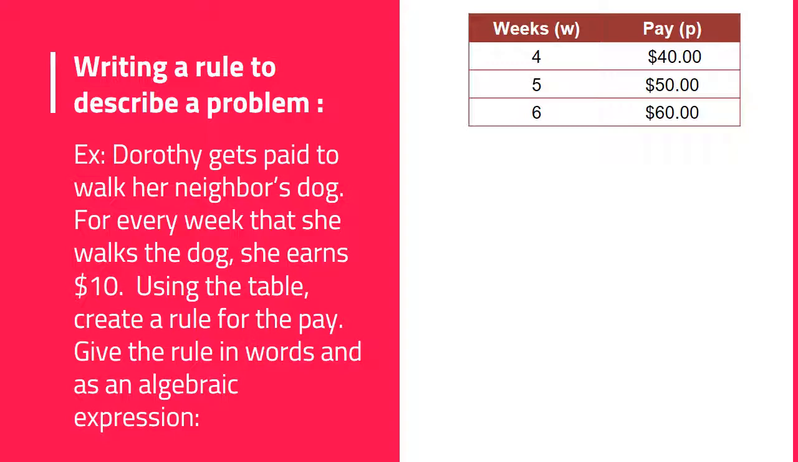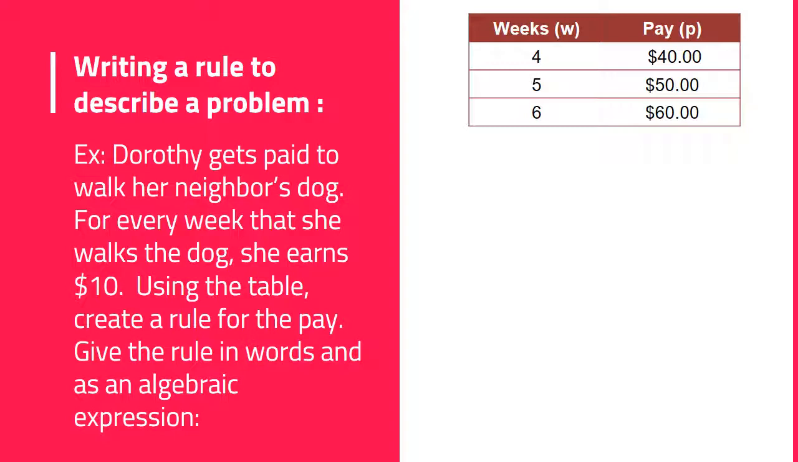So in this case, we've got a table and words to describe our situation. Let's read through. It says Dorothy gets paid to walk her neighbor's dog. For every week that she walks the dog, she earns $10. Using the table, create a rule for the pay. Give the rule in words and as an algebraic expression.